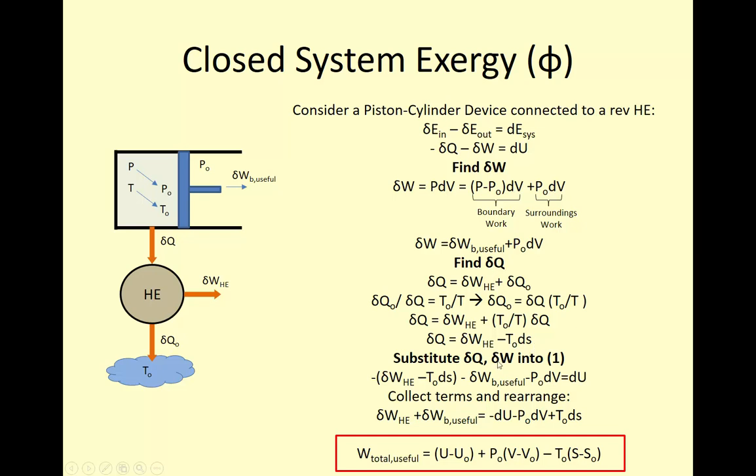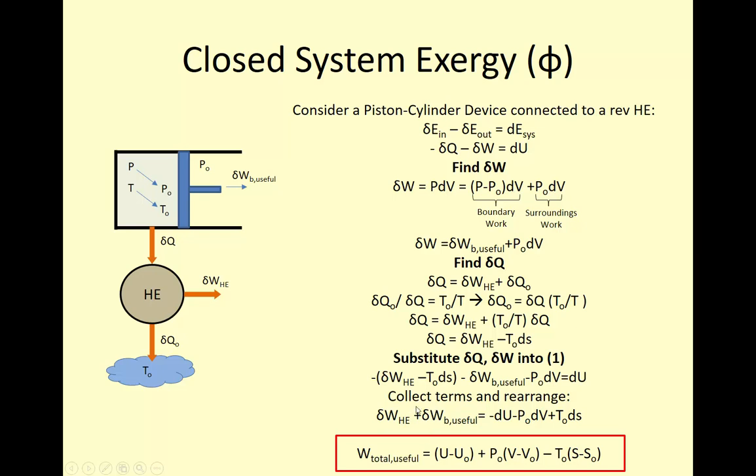So let's substitute del Q and del W back into this top equation here and collect terms. If we collect them and rearrange, then we have the work of the heat engine plus the boundary work, or the useful boundary work, is equal to negative dU minus P naught dV plus T naught dS. Okay, so we flip the negative sign in here.